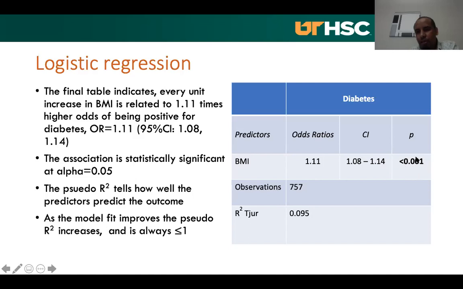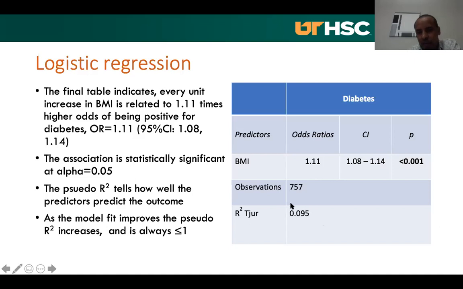The p-value tells us whether the odds ratio is significantly different from 1. If the odds ratio equals 1, or if the 95% confidence interval includes 1, the p-value usually is greater than 0.05. That means it's not statistically significant. And in this table, we have some other additional information, like the number of observations. This is before missing values are removed from the model.